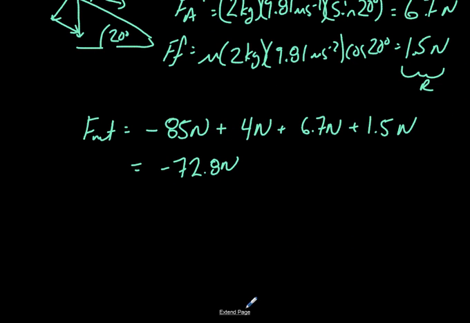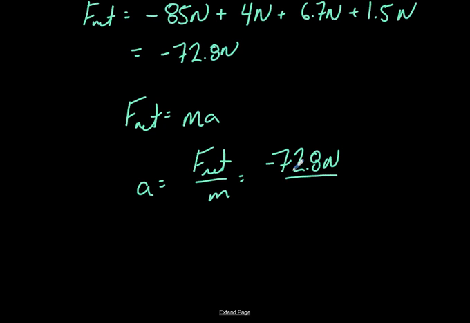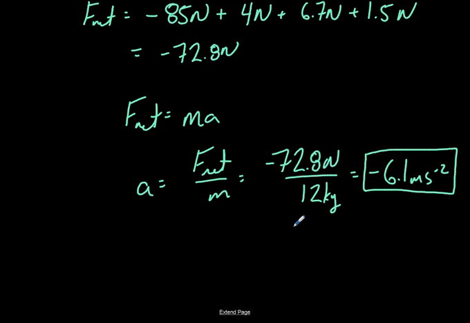So acceleration, from Newton's second law, we know this is true. Just do a little rearranging. We should get this: 72.8 newtons, negative just meaning to the left, divided by the mass. Well, the mass is 12 kilograms, because you have to include the mass of the entire system. So what do we get? So we go, negative 6.1 meters per second squared.